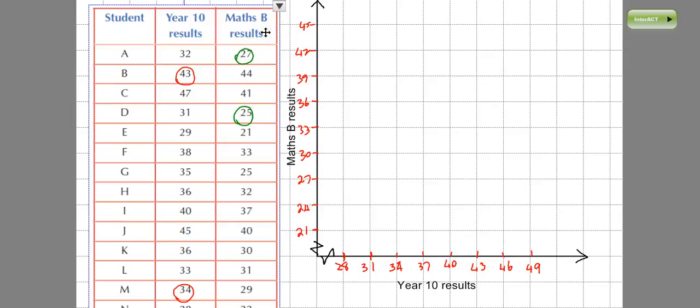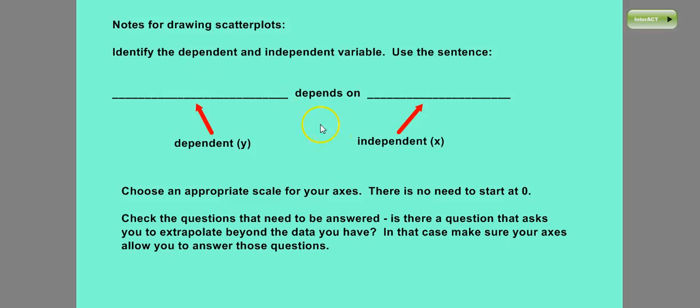Now, common sense seems to tell us that the better you do in Year 10 maths, the better you'll do in Year 11 maths, and we're hoping that that's what our graph is going to show us. So first of all, we need to set up our axes. And in order to do that, we need to determine which of our variables is dependent and which is independent. Now, if you're not really sure, what I suggest that you do is you put the 2 variables into the sentence with the words depends on in between.